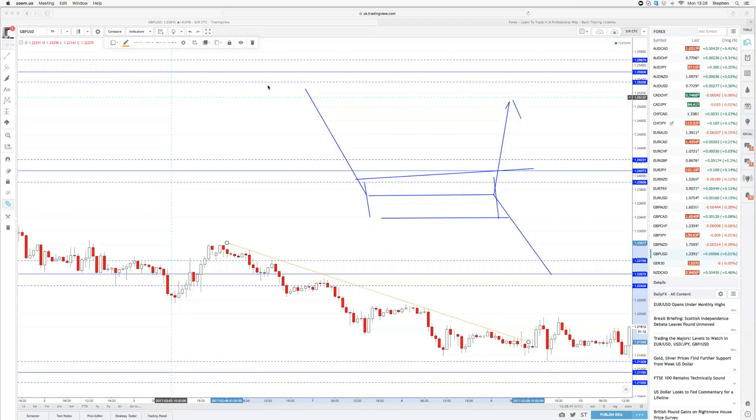So just be aware, a market will always have three parts to it. It will have an upwards trend, a downwards trend, and a ranging position.